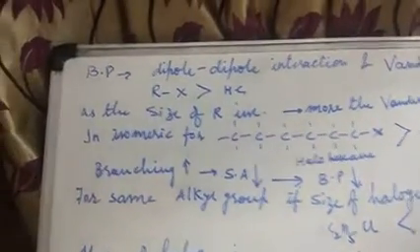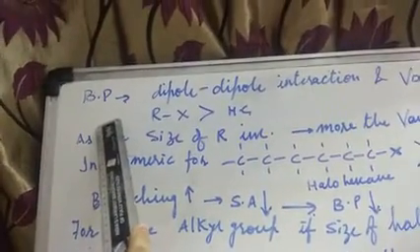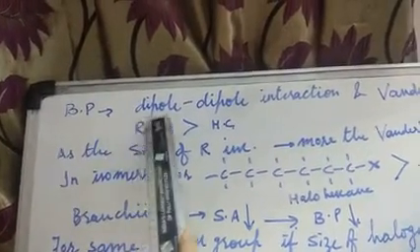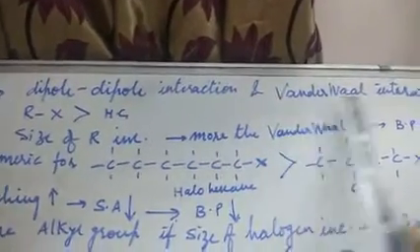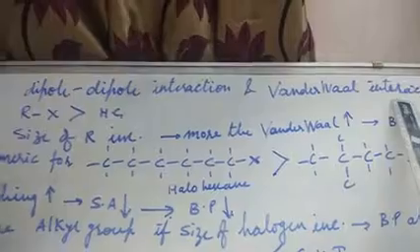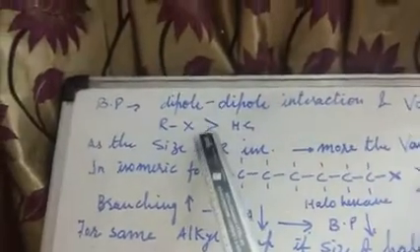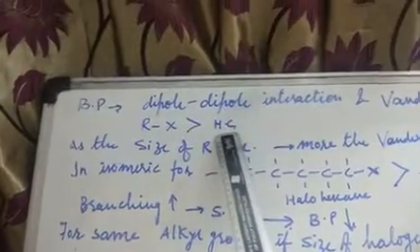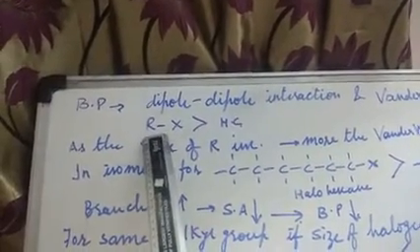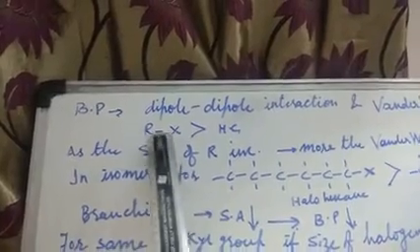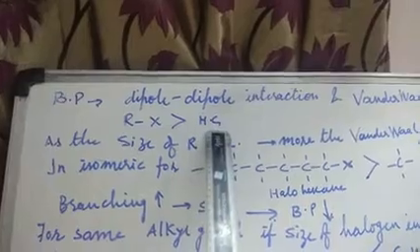Next property I am taking is boiling point. Remember that, students, since alkyl halides are polar, they possess dipole-dipole interaction, or they also possess van der Waals interaction. And that's why, due to the presence of dipole-dipole interaction, they have higher boiling point than their parent hydrocarbon. Simply, if I am taking CH4 and CH3Cl, CH3Cl will be polar. That's why the boiling point will be more in RX than the parent hydrocarbon.